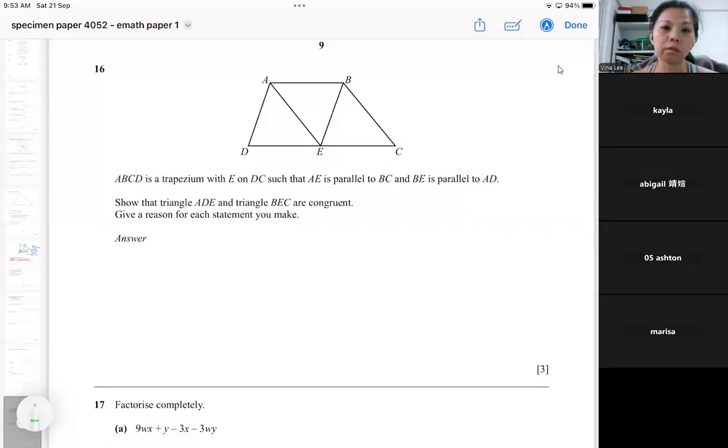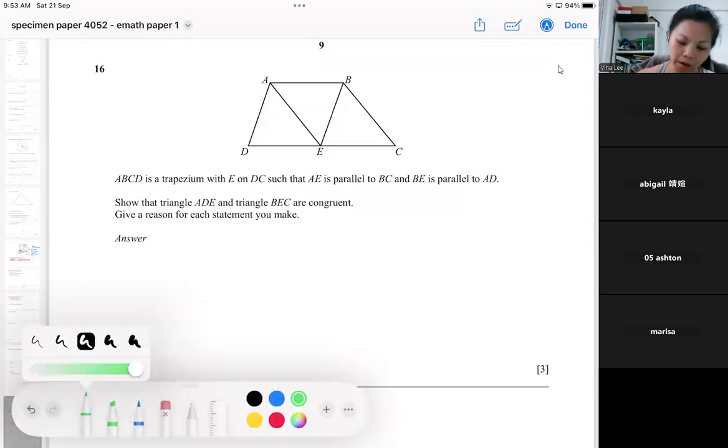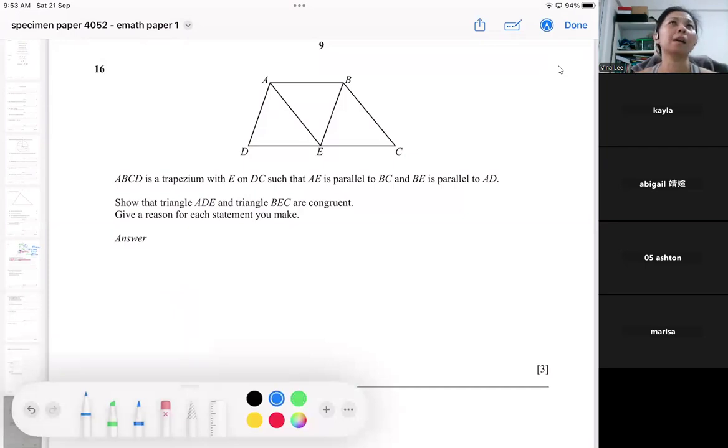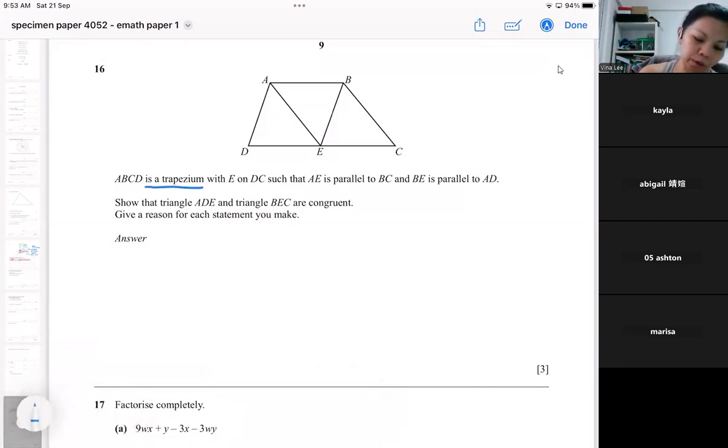Okay, so this question basically is a congruency question, but a lot of you fail to explain this. So we will fill the diagram with the idea first. So this ABCD is a trapezium. You must make sure you know the property of a trapezium. A trapezium must have one pair of parallel lines.